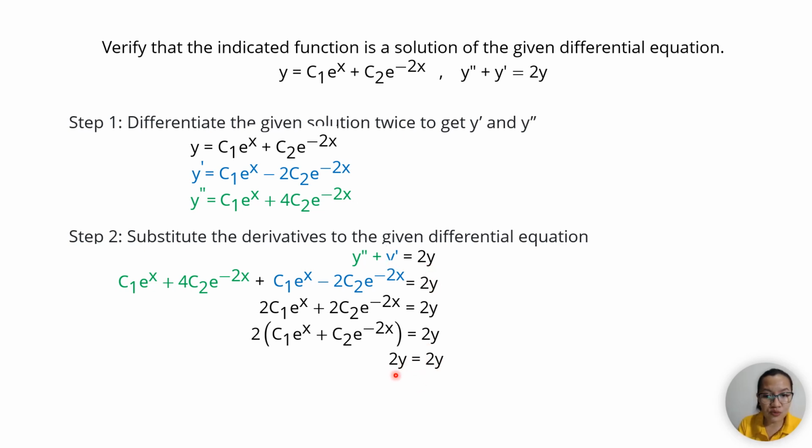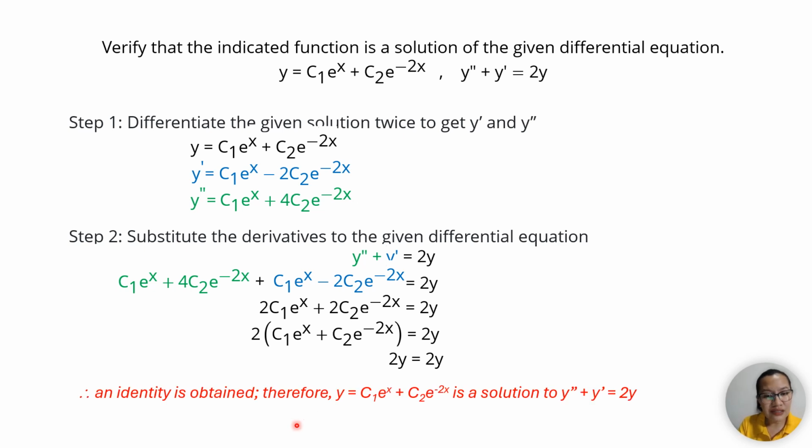And so we were able to make an identity, so therefore we conclude that indeed the relation y equals c sub 1 e to the power of x plus c sub 2 e to the power of negative 2x is a solution to the differential equation y double prime plus y prime equals 2y.